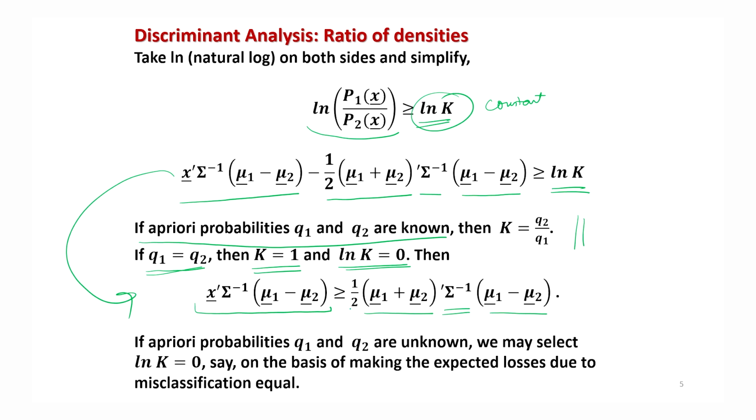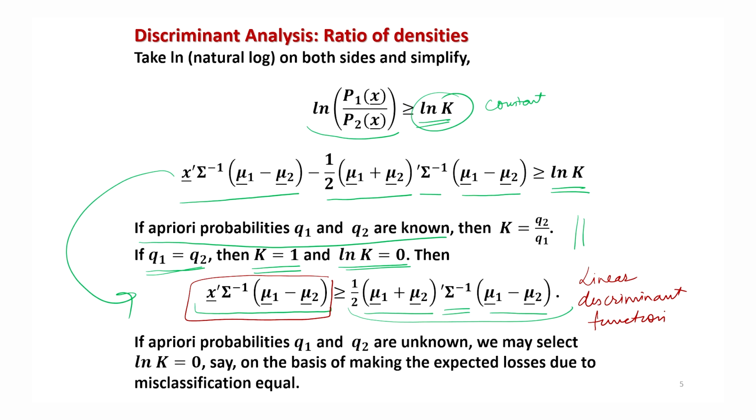Now you can see that these values are known factors, and the function on the left hand side is only a linear function of x1, x2, up to xp. That is why this is called a linear discriminant function. It is linear because x transpose sigma inverse (mu1 minus mu2) is a linear function of x1, x2, up to xp. That's the reason.